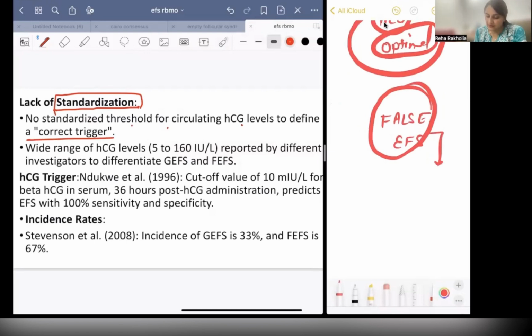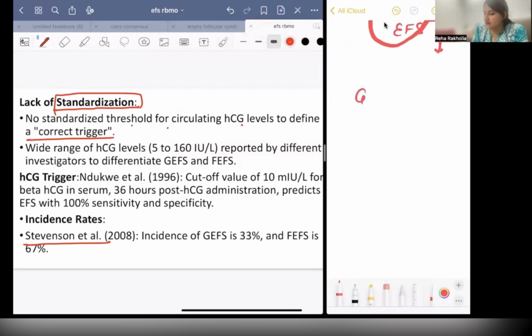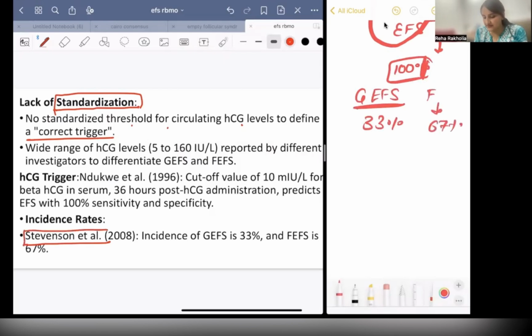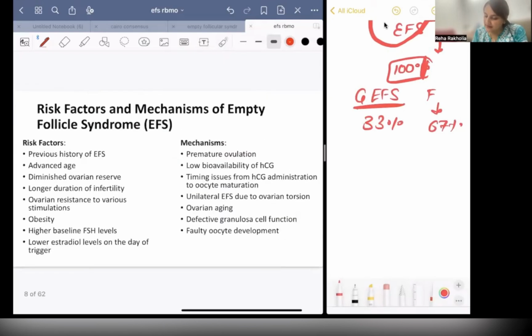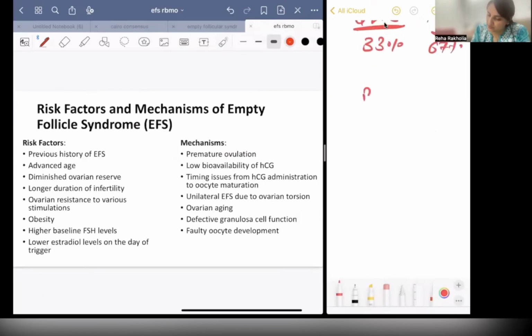Now, the incidence. What does Stevenson et al. say? Stevenson et al. said that if empty follicular syndrome is 100, then genuine empty follicular syndrome is 33% and false is 67%. This was said by Stevenson et al. in 2008. Now, risk factors and mechanism of empty follicular syndrome. What are the risk factors?